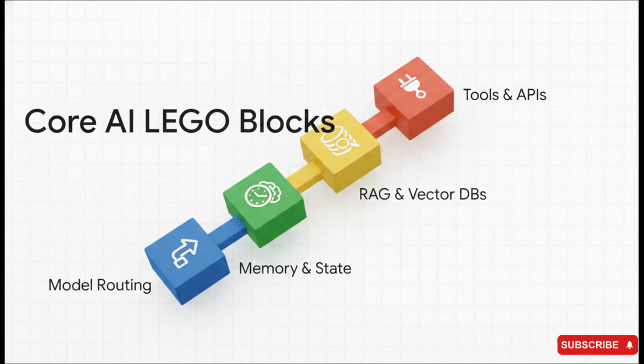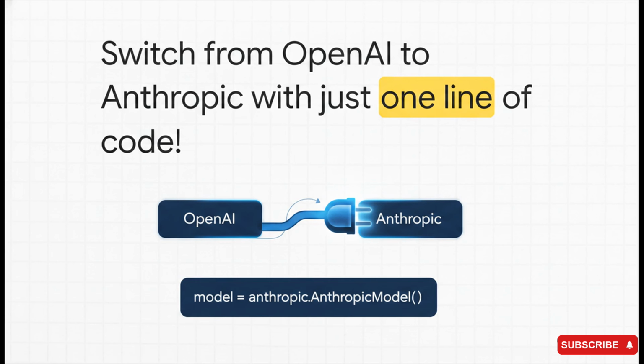This is for retrieving your company's private, up-to-date knowledge. And fourth, tools and external APIs, allowing the agent to take real-world actions across different software systems. Now, one of the absolute biggest engineering benefits here is vendor independence. Switching model providers is incredibly easy. You can move your entire system from, say, OpenAI to Anthropic with literally a single line of code. There's absolutely no need to rewrite your entire backend logic just because a better model comes out tomorrow.